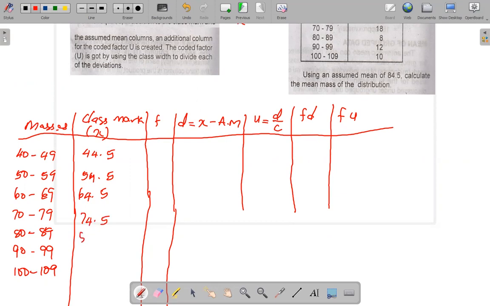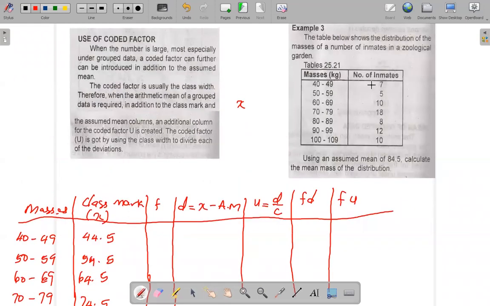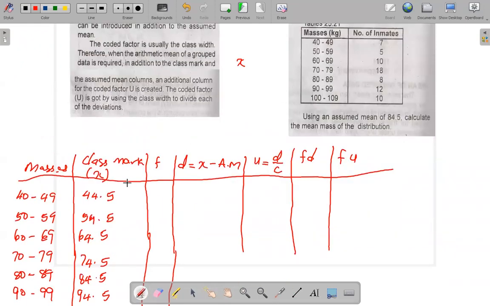10 plus this will give us 84.5. 10 plus this will give us 94.5. And then 104.5. The frequency is the number of inmates for each of the class interval.